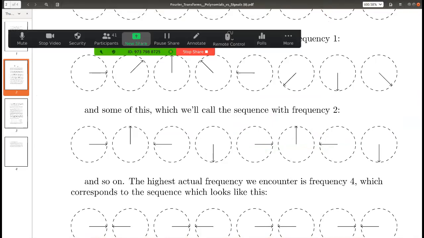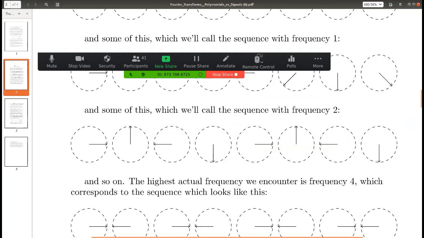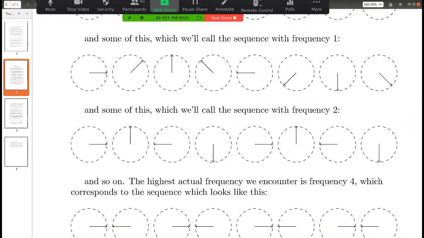But anyway, if you look at this sequence of roots of unity, what you might notice, there are a couple of things you might want to notice.